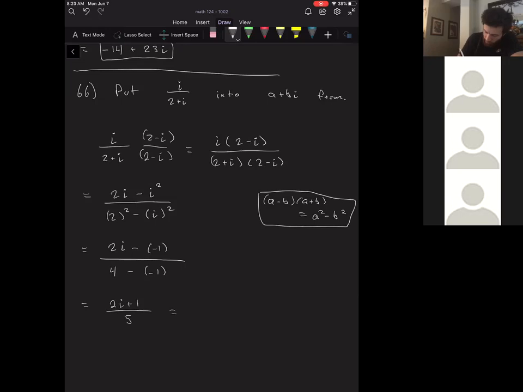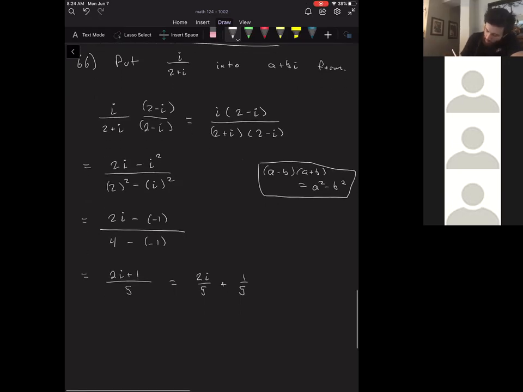So then if we simplify this, we can break up this fraction. We can say this is the same thing as 2i over 5 plus 1 over 5. So we're breaking this fraction into two separate fractions, and then we can't simplify anymore. So this is going to be our final answer.